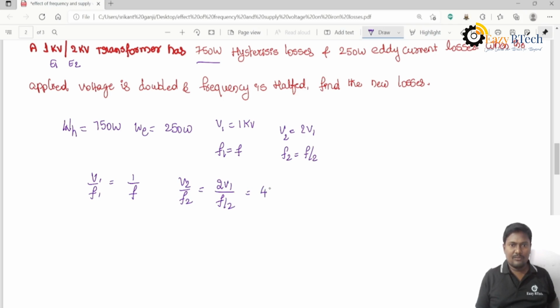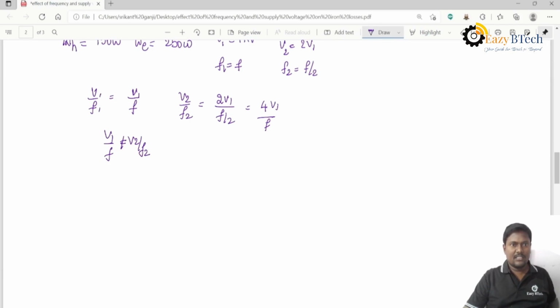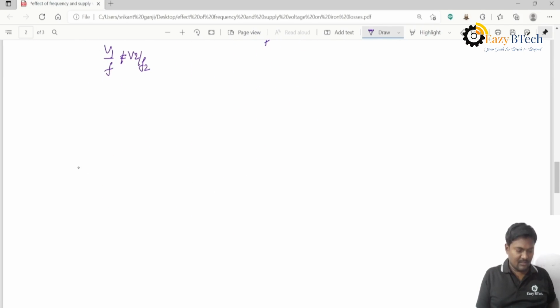That should be equal to 4V1 divided by F. So V1 by F1 should not be equal to V2 by F2. V1 by F1 is equal to V2 by F2, but here it is not equal. Directly substitution.